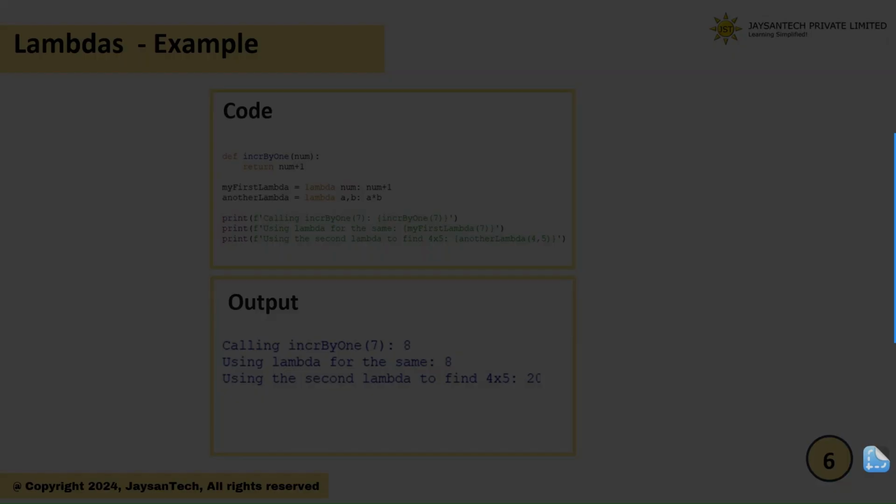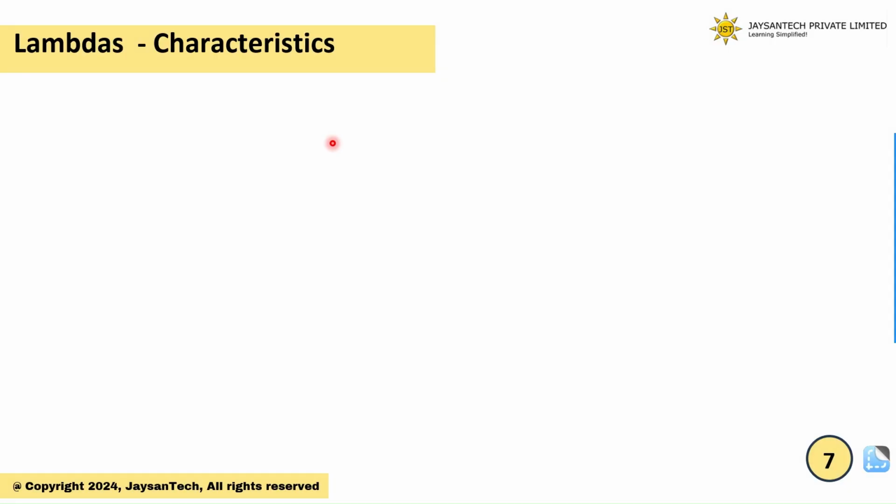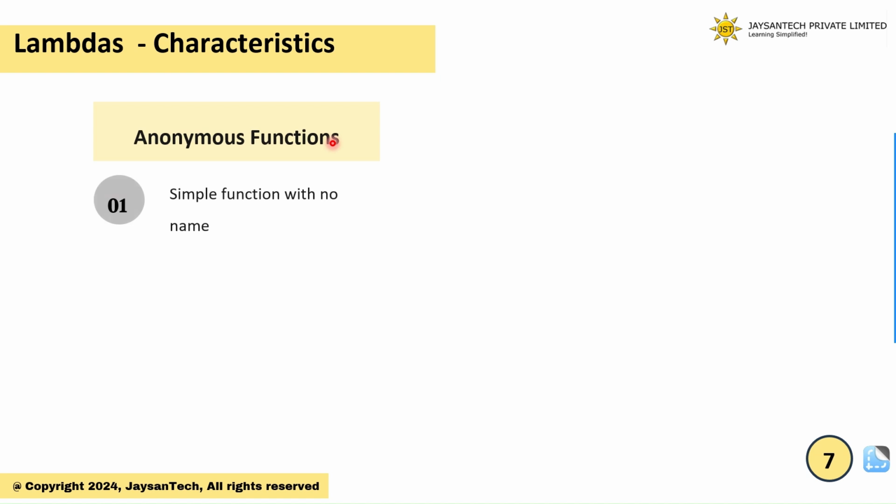Hope this is clear. Now we'll look at the various characteristics of lambda. Now it is very important to remember these characteristics if you want to use lambdas properly. Alright. So as we have seen, they are anonymous functions. That is, these functions have no name, right?